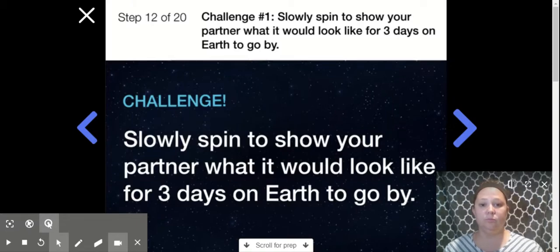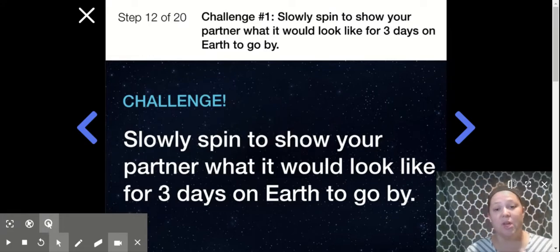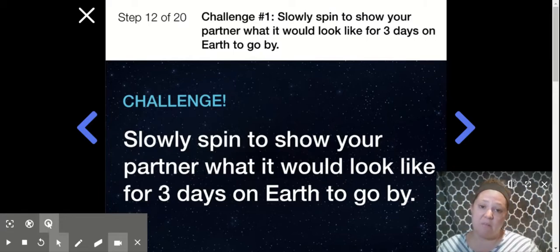Now that you know how to spin like the Earth, here's your first challenge. Slowly spin to show your partner what it would look like for 3 days on Earth to go by. Make sure you take turns. So here's what I want you to do. You're watching this at home. I want you to stand up wherever you are, and I'm going to give you a couple seconds, and if you need more time, you can certainly pause it. I want you to spin or rotate the number of rotations it would take for 3 days to go by on Earth.